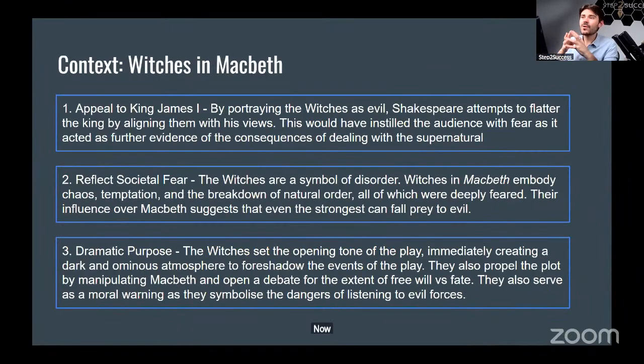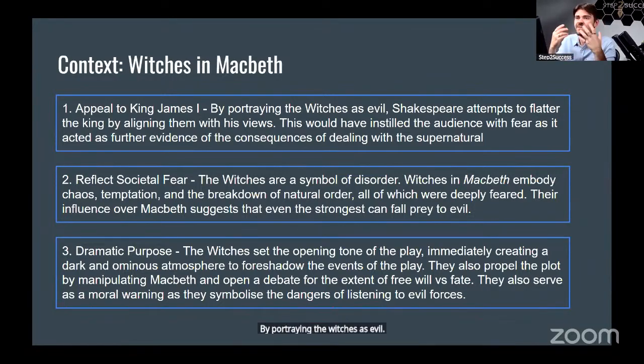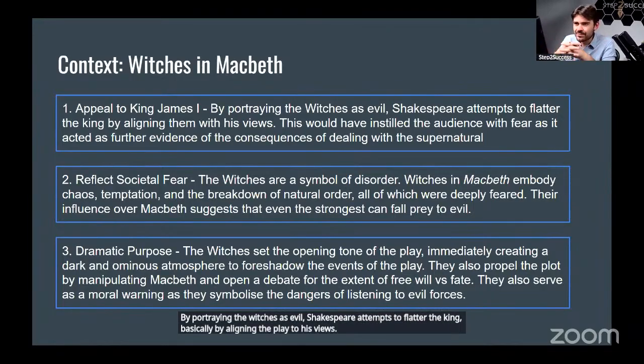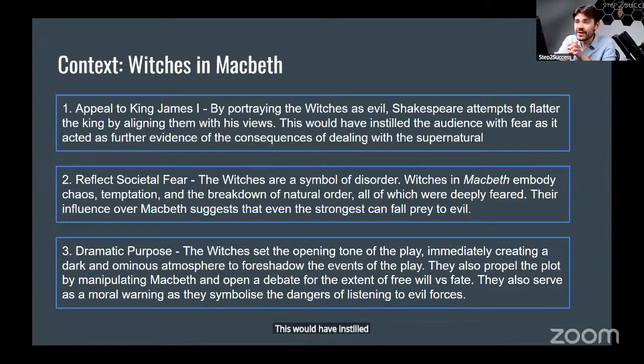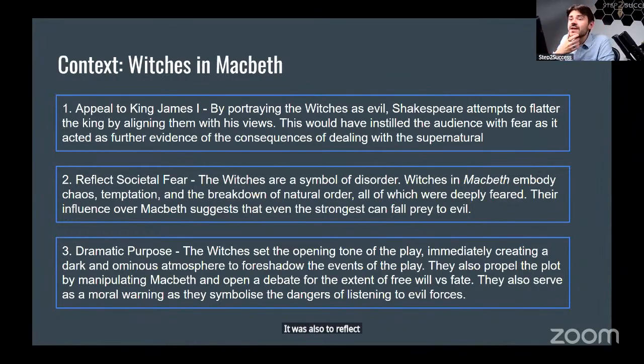Now, why were the witches actually used in Macbeth? What were the reasons for this? Well, one of them was simply to appeal to the king. By portraying the witches as evil, Shakespeare attempts to flatter the king, basically by aligning the play to his views. This would have instilled the audience with fear, as it acted as further evidence of the consequences of dealing with the supernatural. It was also to reflect the societal fears of the time.